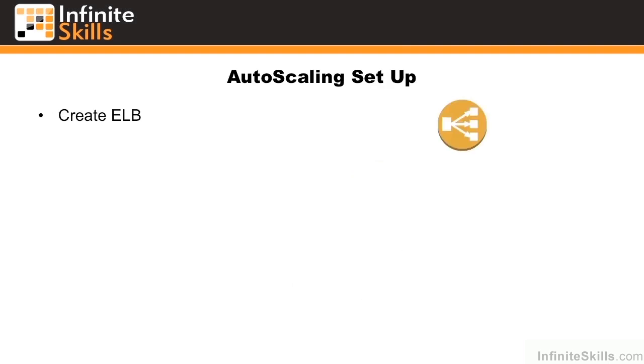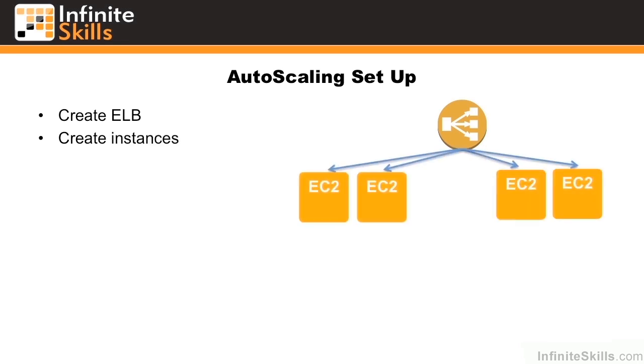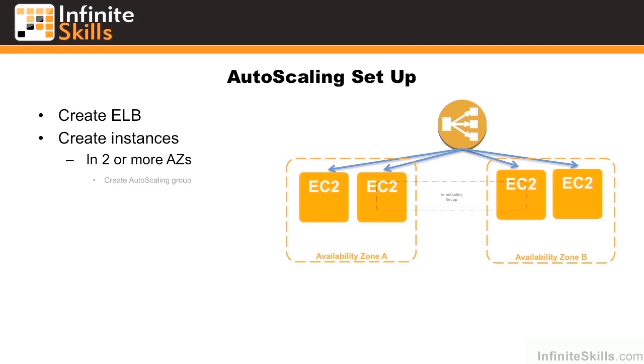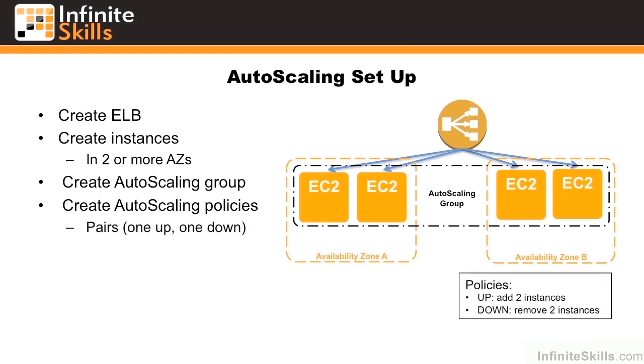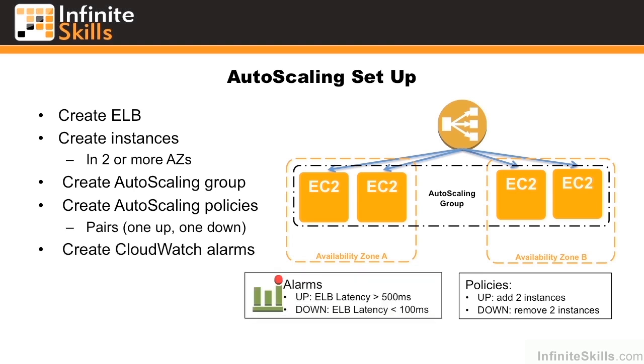To set up AutoScaling, you first need to create an ELB. You need to create instances and balance across them in 2 or more AZs. Create an AutoScaling group that spans those AZs. Create AutoScaling policies in pairs. You're typically going to have one up and one down. Here you can see that for our up policy, we're adding 2 instances, and for our down policy, we're removing 2 instances.